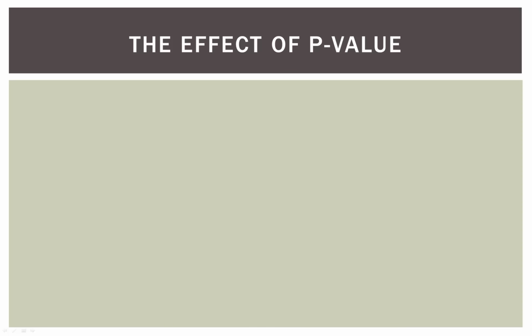Now, I want to talk about just the effect of choosing a p-value. Remember I said the p-value is sort of how strict we're willing to be on accepting random variation. If we change the p-value, we're going to sort of change the threshold of what we're willing to accept as random chance.